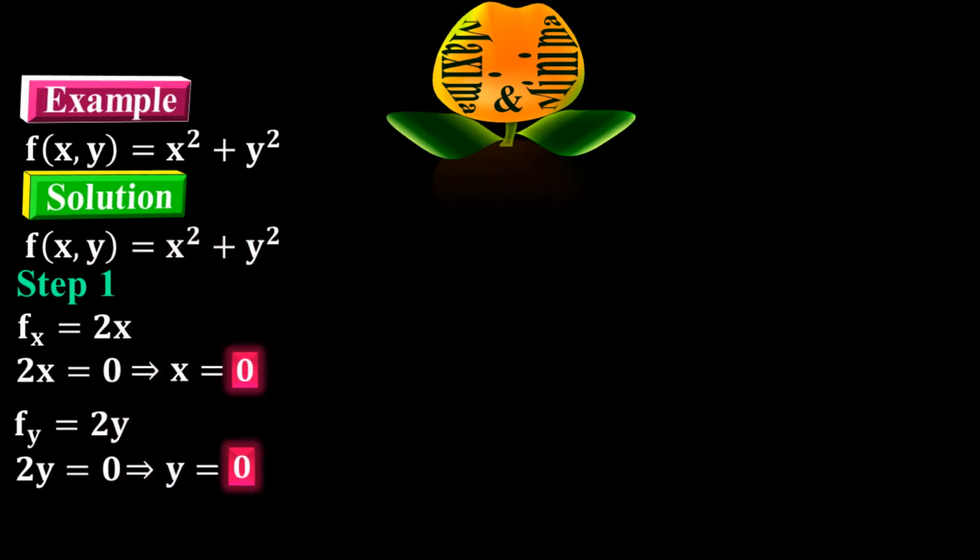Therefore x equals 0 and y equals 0. These are the critical points. (0, 0) is the critical point in step 1.